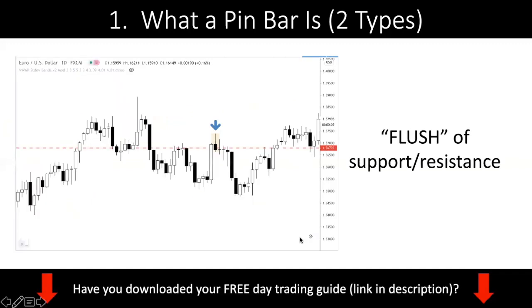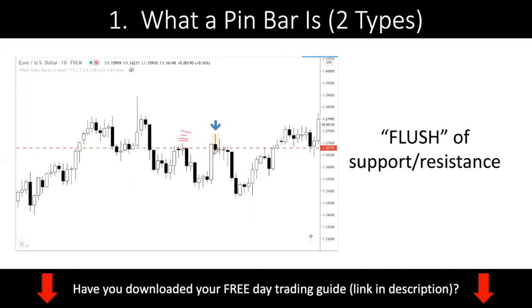So let me show you how it looks. In this case, I have a chart here, and this is actually the resistance level. But rather than price making some form of rejection, some form of pin bar at this level, which is the usual pin bar setup, what price did was that it actually went above. In fact, this candle over here closed above this point here, and then it had a flush of stops. Whoever put their stop losses above this level would have lost money. So this is the flush of support slash resistance pin bar setup.